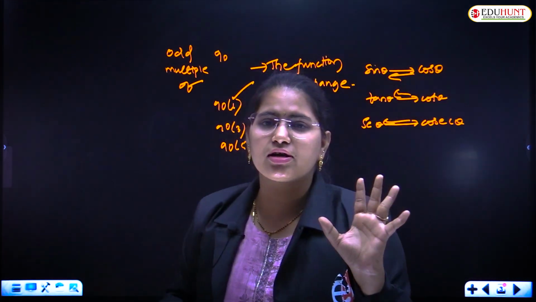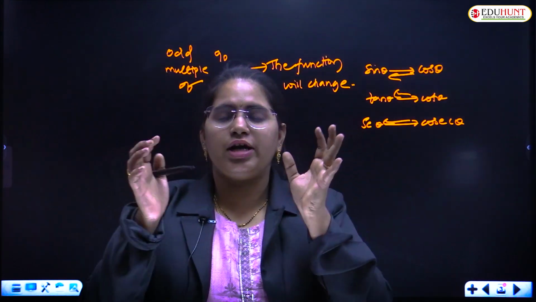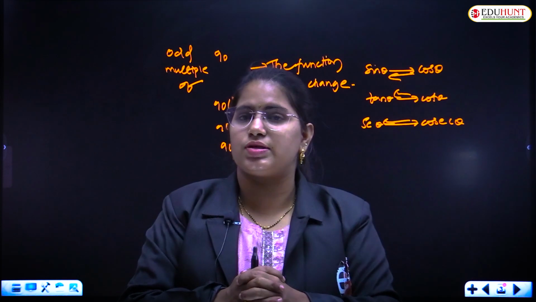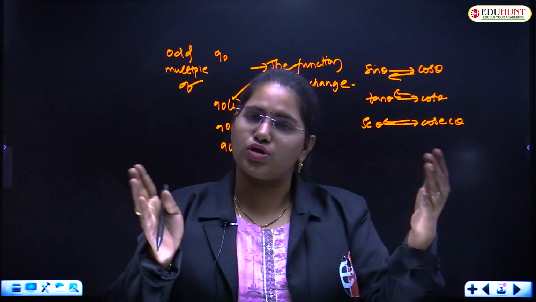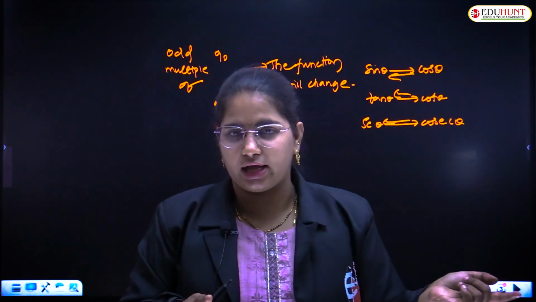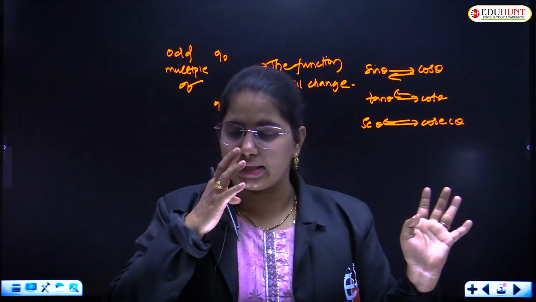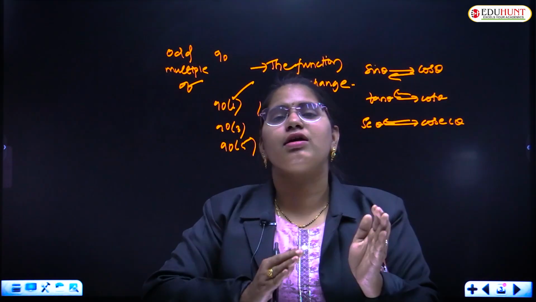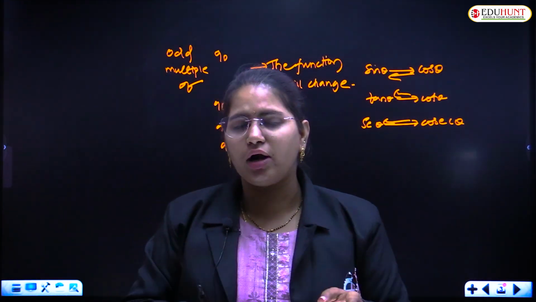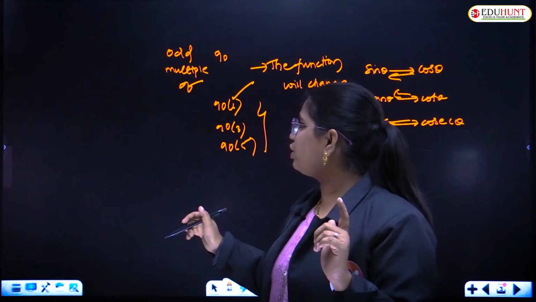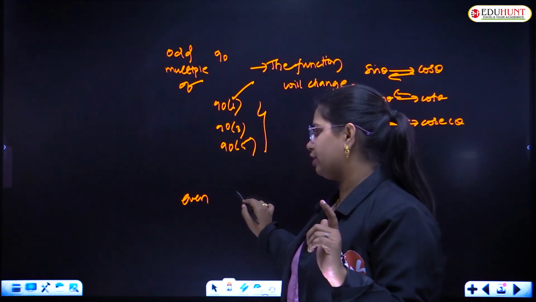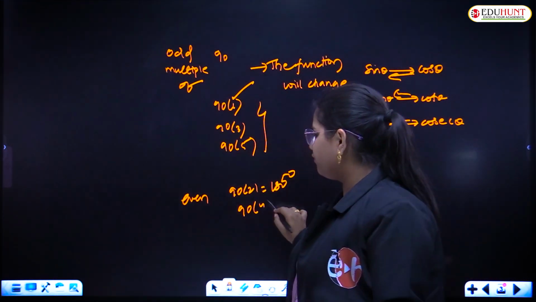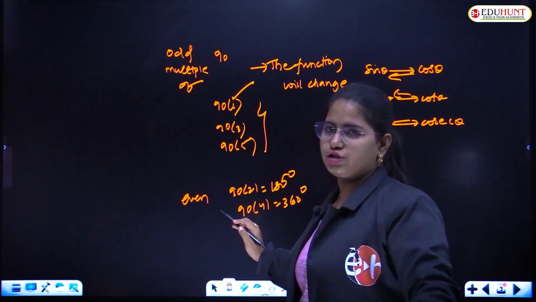What is the simple trick that you keep in your brain? Whenever the function changes from sin to cos or cos to sin, tan to cot or cot to tan, secant to cosecant or cosecant to secant, when does it change? Whenever you have an odd integral multiple of 90. Whenever you have an even integral multiple of 90, like 90 into 2, which is 180 degrees, or 90 into 4, which is 360 degrees, the function will not change.